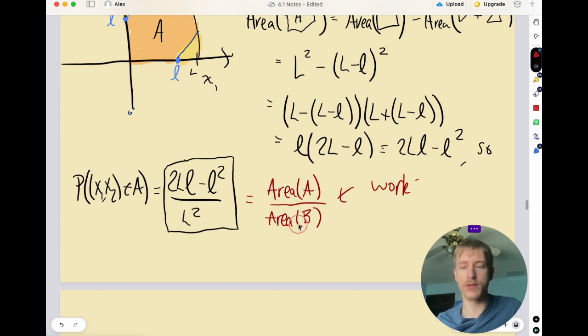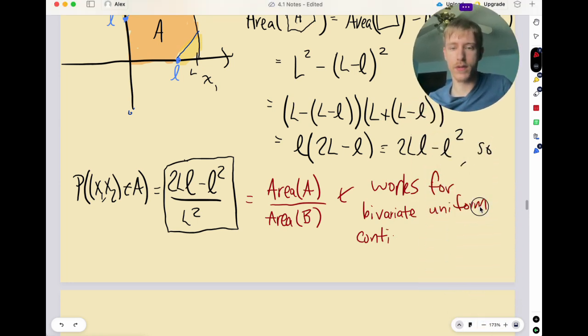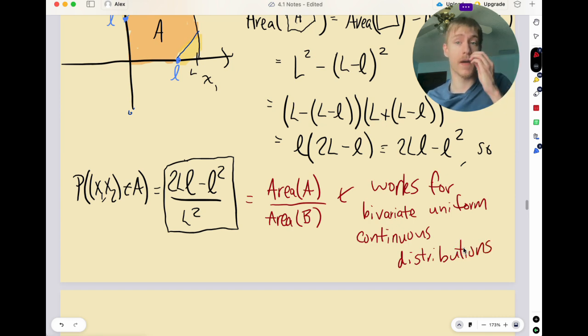It turns out that this is a special kind of distribution where you're taking two continuous uniform distributions that are independent. So this is actually called a bivariate, because there are two variables, uniform continuous distribution. This formula always works, and it's nice to skip all this integration stuff and just figure out what the areas are. Okay, so that's that example. Let's move on to the next one.